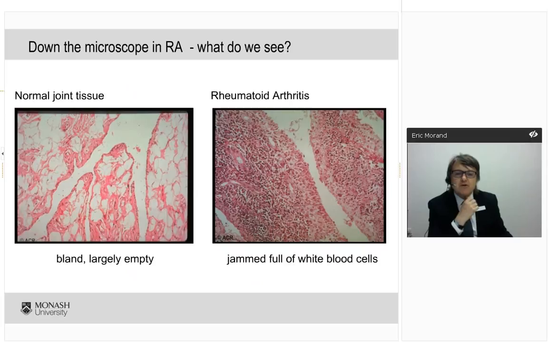Contrast that now to the appearance of rheumatoid arthritis, where the synovium here, which is the joint lining tissue, is absolutely jam-packed full of white blood cells, compared to normal synovial tissue here, which has got a lot of spaces in it. Some people describe it as being lacy because of those spaces. In rheumatoid arthritis, any potential space is absolutely jammed full of white blood cells. And the white blood cells are the agents, or soldiers, if you will, of the immune system.